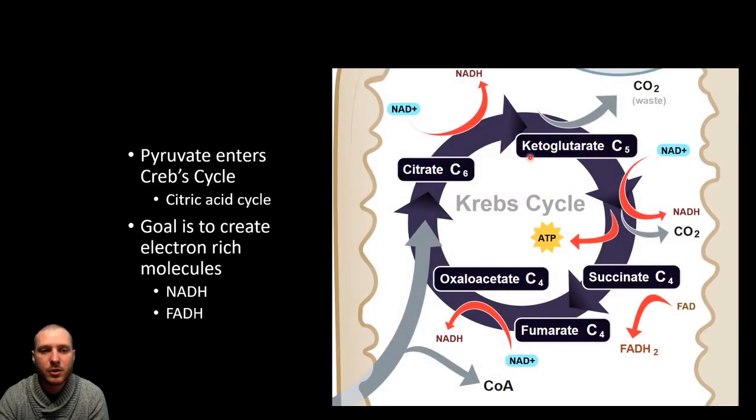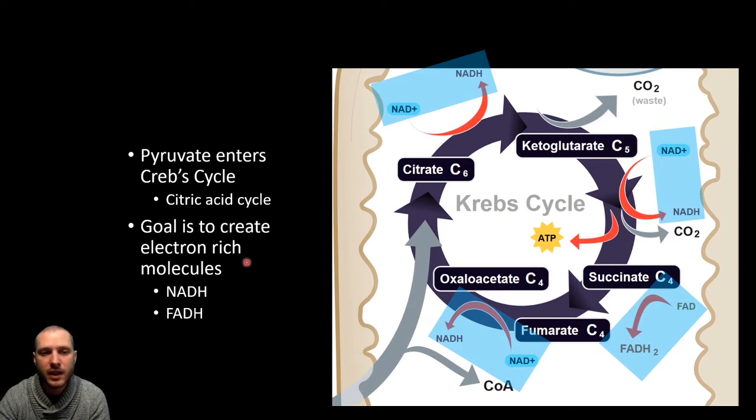The first one is going to be what we call the Krebs cycle, or the citric acid cycle. And the whole goal of this chemical pathway is to produce molecules that are enriched with electrons. These are going to be called NADH and FADH. And you can see here highlighted the NAD and the NADH.